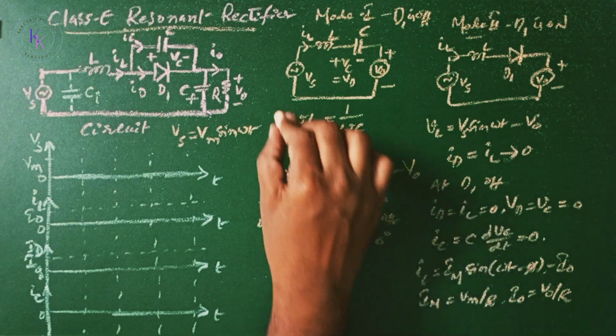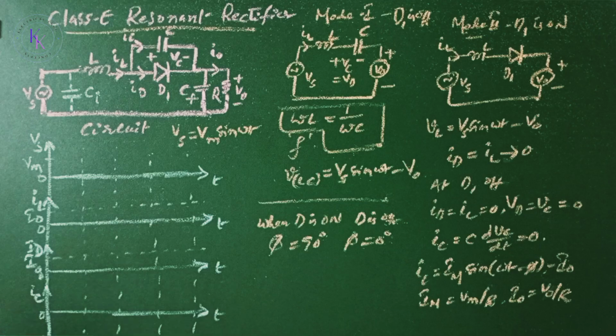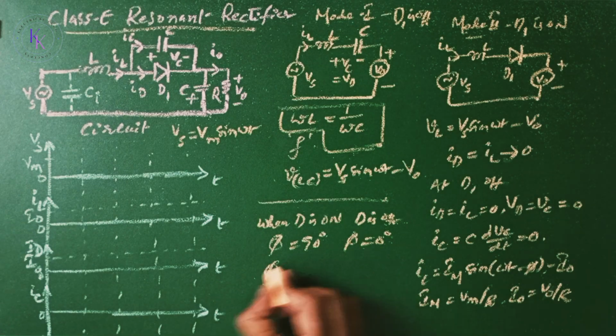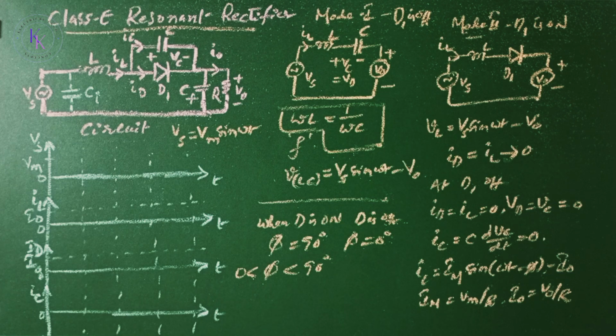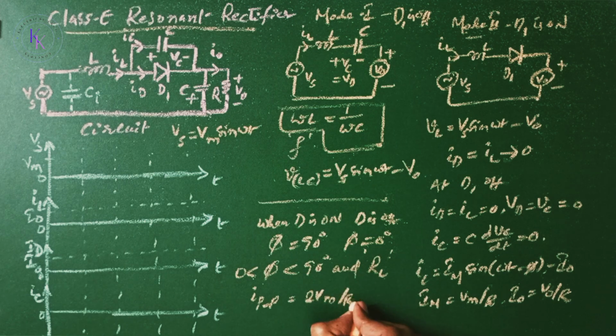Provided that this condition is satisfied, phi will have a value between 0 and 90 degrees, and the value depends on the load resistance RL. The peak-to-peak current will be 2 Vm by R. The input current has a DC component I0 with a phase delay phi.